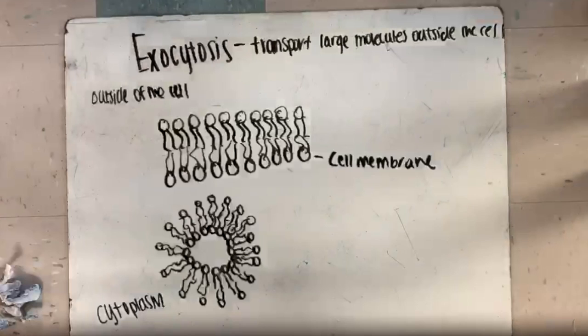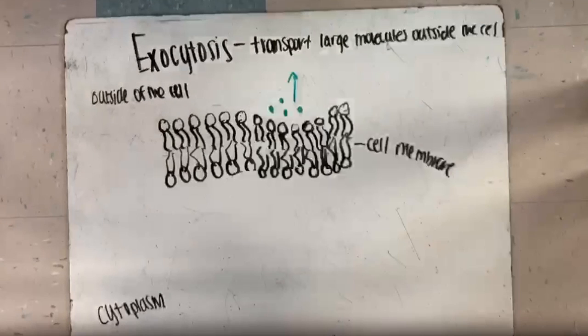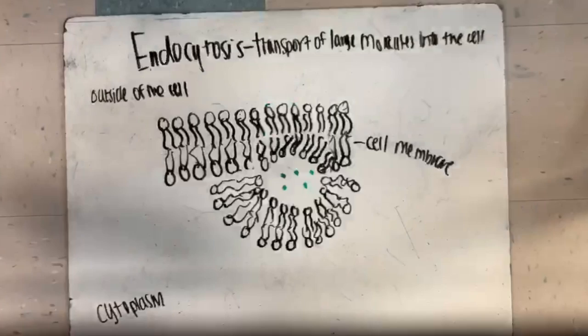Exocytosis is the transport of large molecules out of the cell, and endocytosis is the transport of large molecules into the cell. Both require ATP.